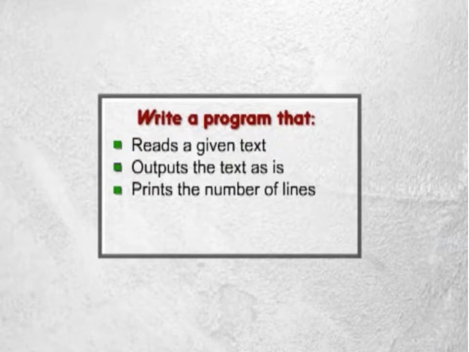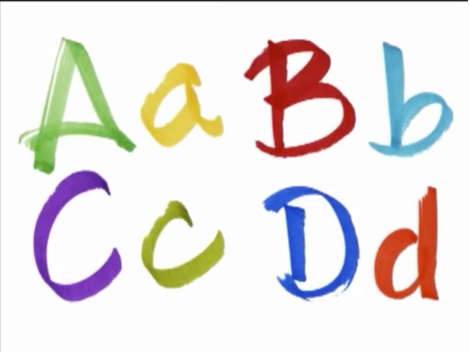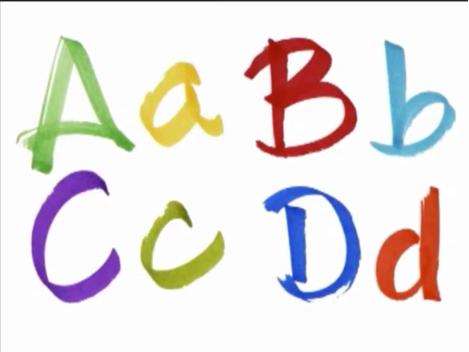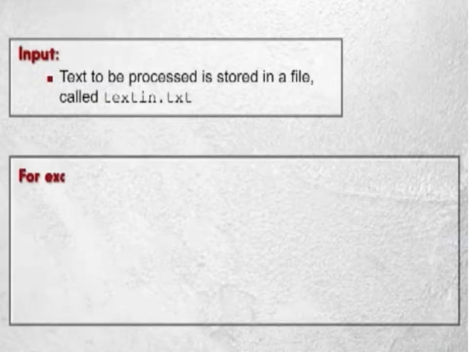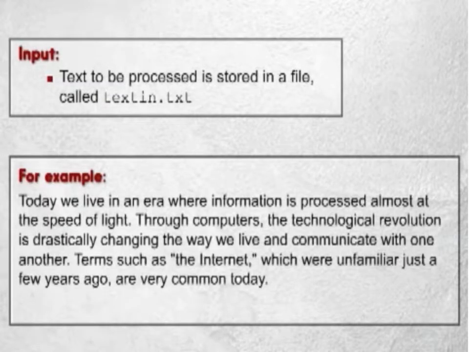An uppercase letter and a lowercase letter are treated as being the same, that is, they are tallied together. The program input file contains the text to be processed. The text is stored in a file called textin.txt. Consider the following sample text.